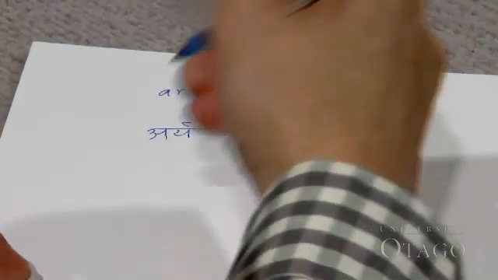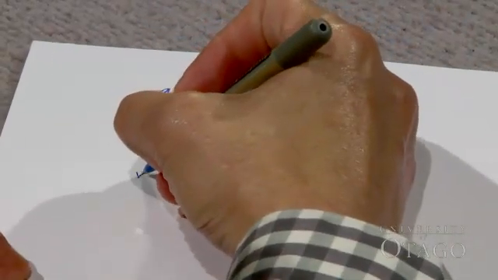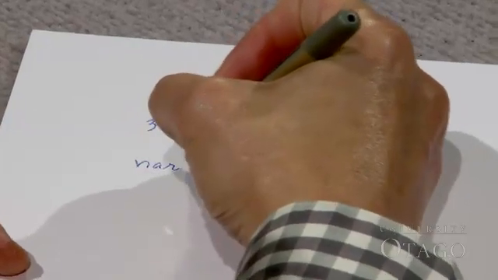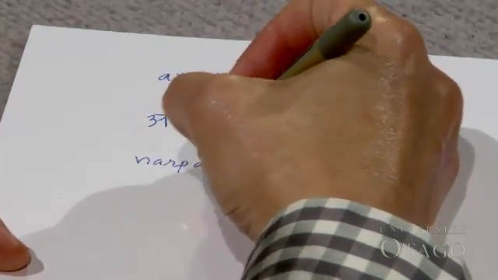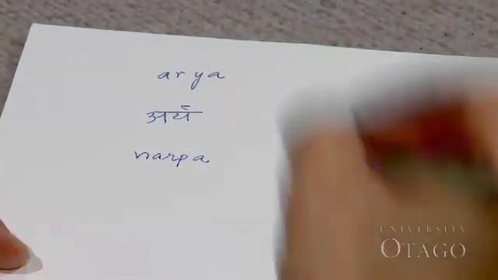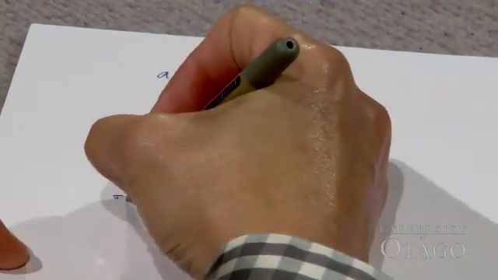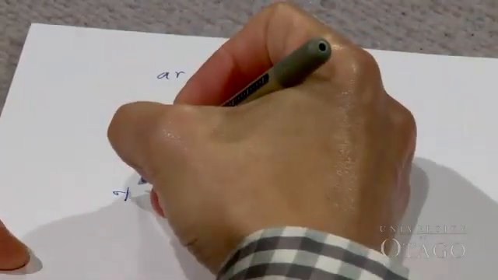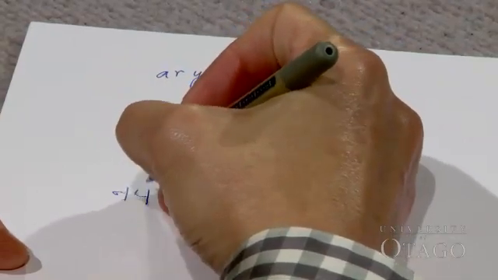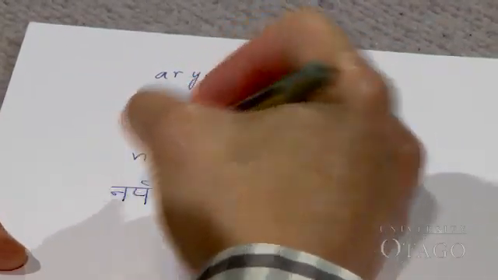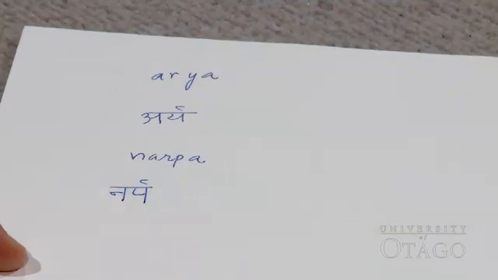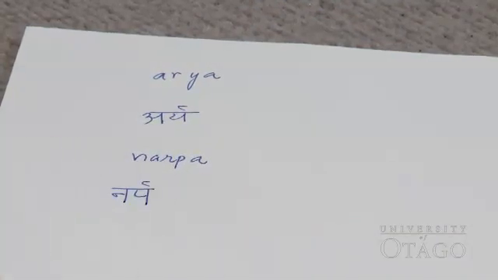And naupa, naupa. So you have to write n, na, and rapa. So it will be narpa, like this. Now see next.